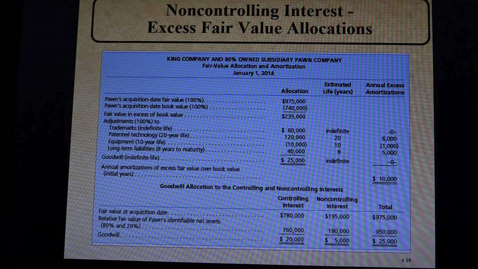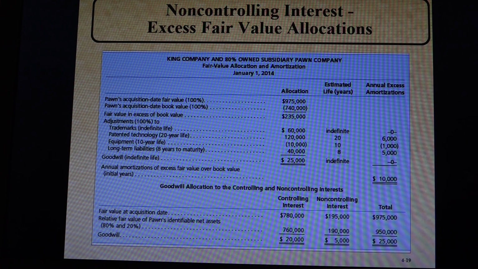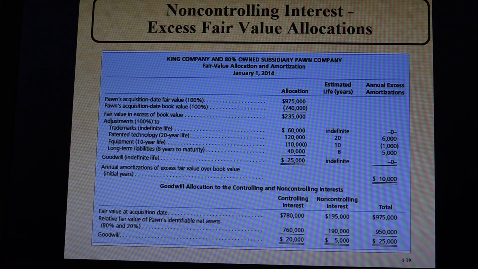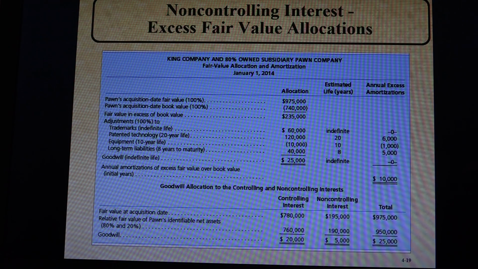And again, notice you've got some assets that are indefinite, so you're not going to have any annual excess amortization, and some you do have amortization, some negative amortization in the equipment. And notice you have different years in some of these that aren't indefinite. And so your annual amortization in excess of fair value over book value in the initial years, the first 8 as a matter of fact, is $10,000.